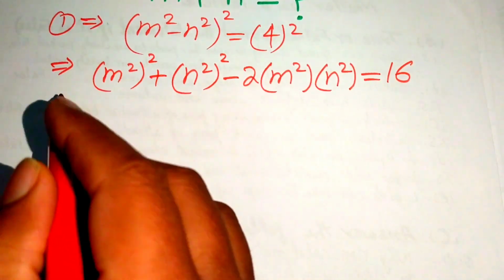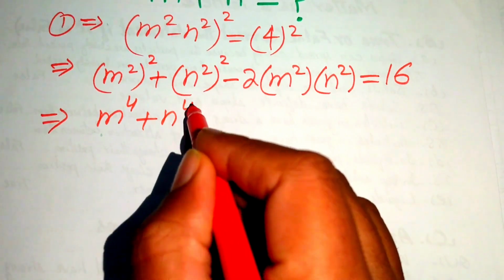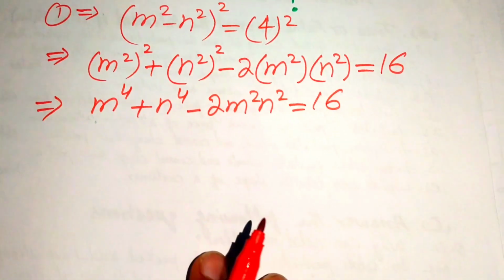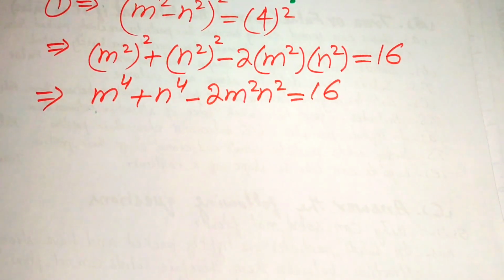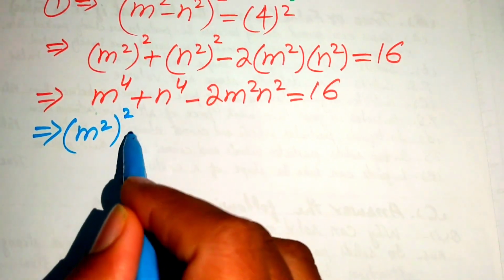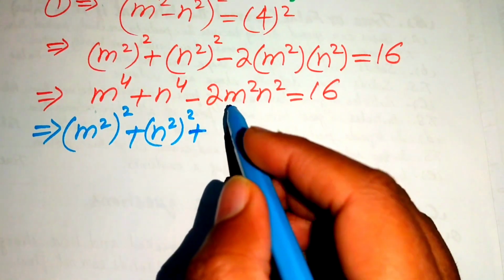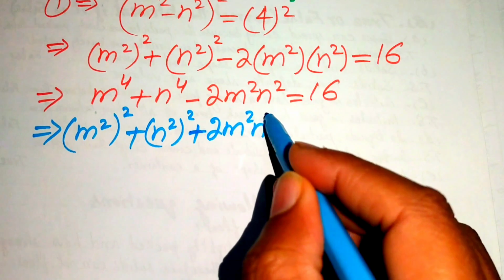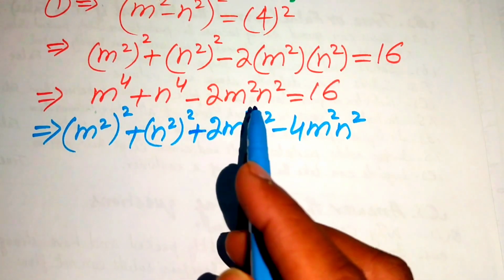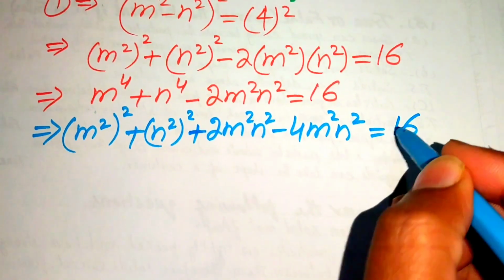In the next step we simplify the terms and we obtain m to the power of 4 plus n to the power of 4 minus 2 times m square into n square equals 16. Now we rewrite this equation by breaking m to the power of 4 as m square and its whole square, plus n square and its whole square, and we break this minus 2 times m square n square as plus 2 m square n square minus 4 m square n square equals 16.